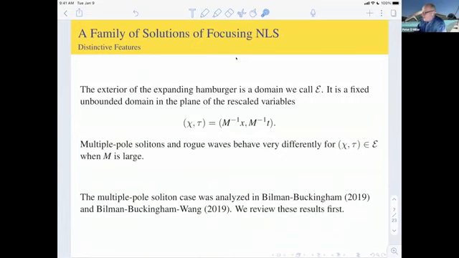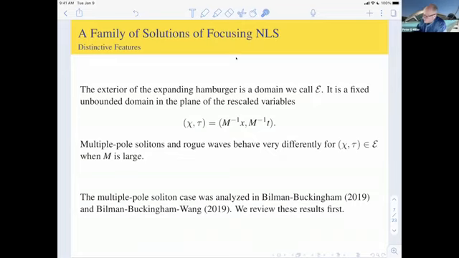So the exterior of that expanding hamburger region is a domain that in our paper we call E, curly E like this. In the rescaled variables, where I take X and divide by M, and T divided by M, I call those chi and tau. So in those rescaled variables in the chi tau plane, it's a fixed region. There's a fixed hamburger in that region, and the exterior of that hamburger is the domain E. It's a fixed, unbounded region of the chi tau plane.